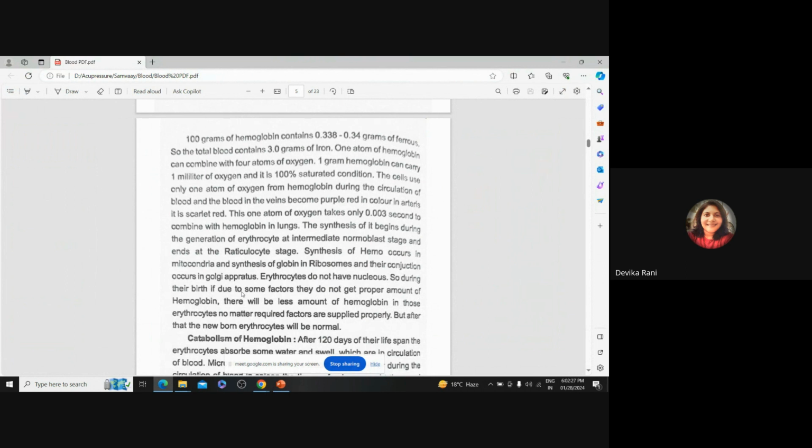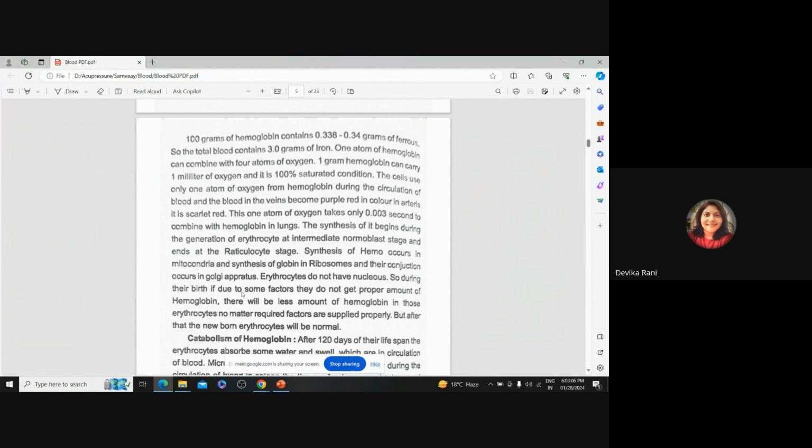One molecule of hemoglobin can combine with 4 molecules of oxygen. And 1 gram of hemoglobin can carry 1 milliliter of oxygen in 100% saturated condition. So the cells use only 1 molecule of oxygen from hemoglobin during the circulation of blood. Though hemoglobin can combine with 4 molecules of oxygen, the cells use only 1. And when this happens, the blood in the veins becomes purple.